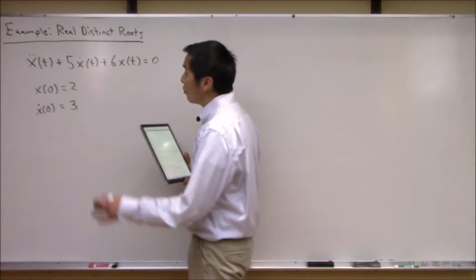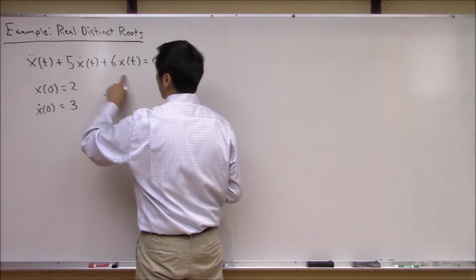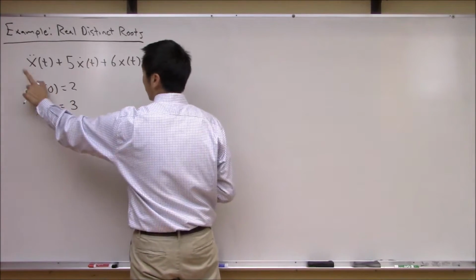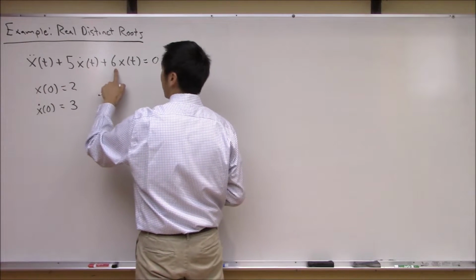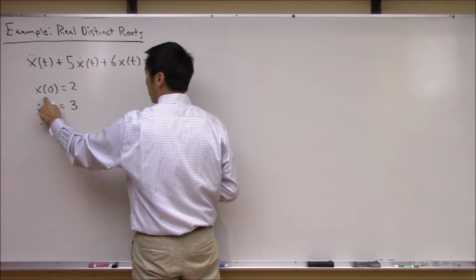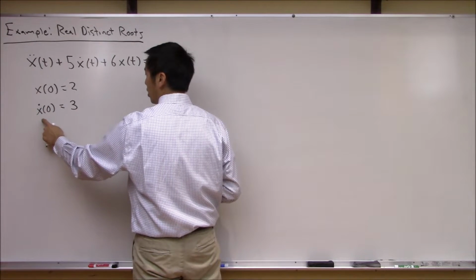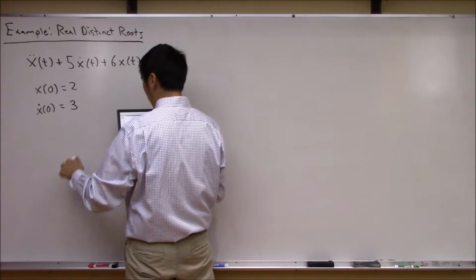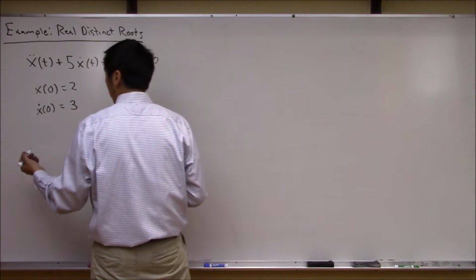All right, so let's look at a numerical example. Here's the differential equation I'd like to solve. You can see in this case, A is 1, B is 5, C is 6, okay? And here's the initial condition. The initial position is 2, and the initial velocity is positive 3, okay? All right, so let's go ahead and walk through this.